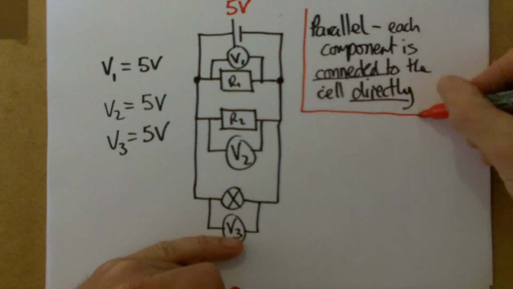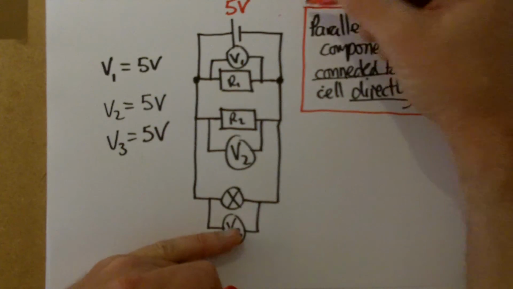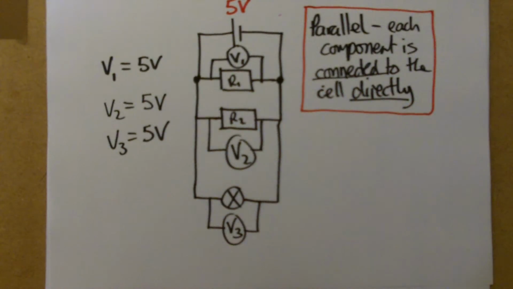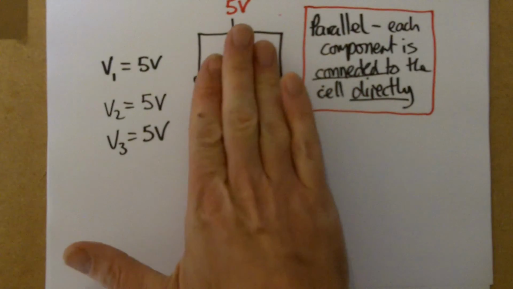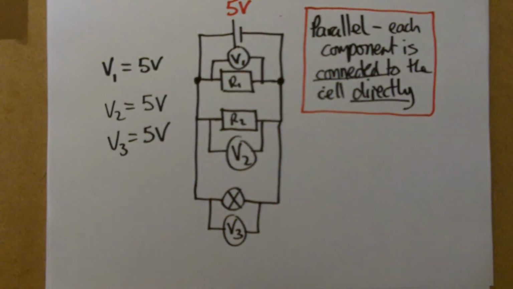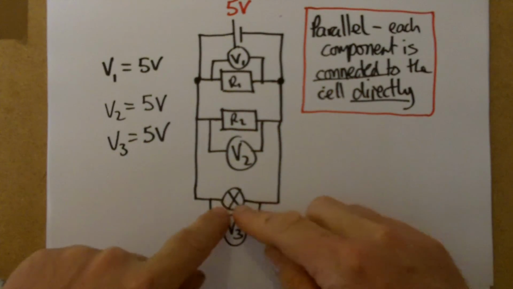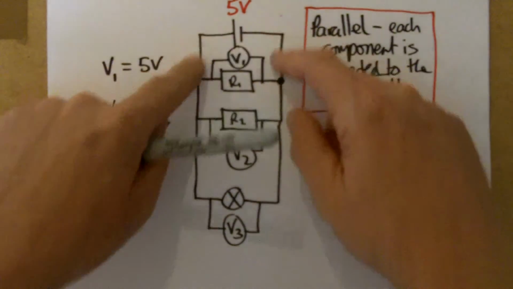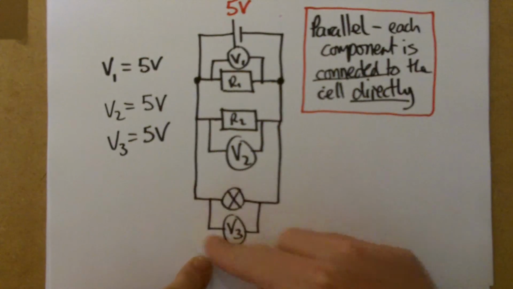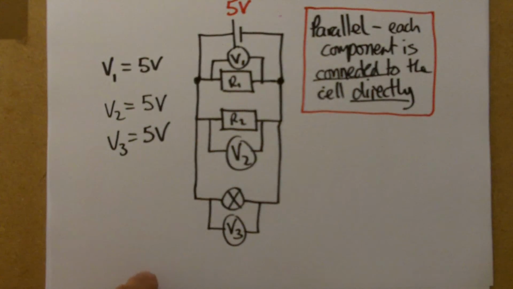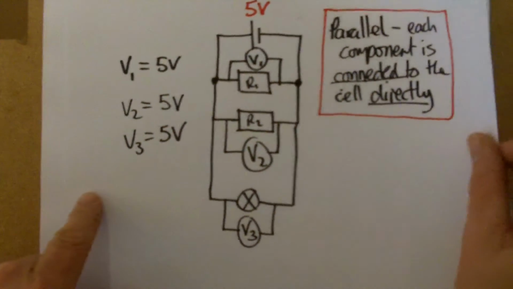Each part is acting as an independent component. It's almost as if the other components don't exist in this situation. So if you're adding things in parallel, it's almost as if it's the only thing in the circuit in terms of its PD. Okay, so last thing is adding cells in parallel.